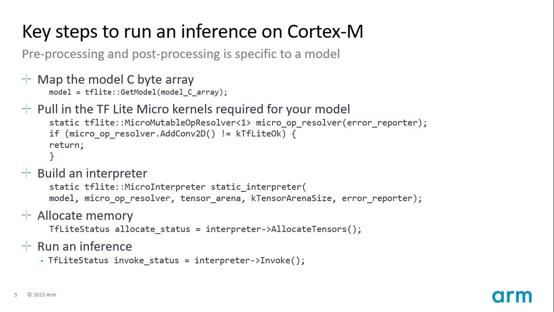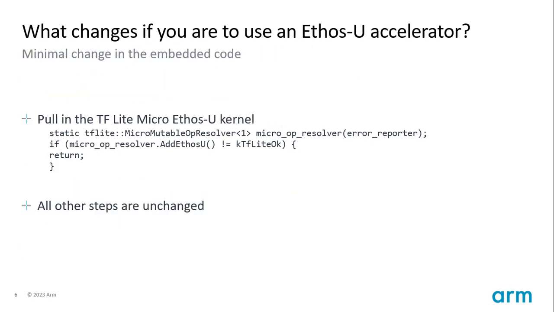Now, I want to ask you, what is going to change if instead of having just a Cortex-M, you also have a system on chip which has Cortex-M and Ethos-U in your embedded software? The only change that you'd have to make is that you'd have to pull in the Ethos-U kernel that is already part of TF Lite Micro. All of the other code in your embedded firmware is going to remain unchanged. So this creates a very, very convenient way to pass from running machine learning on Cortex-M to running machine learning on Cortex-M and Ethos-U.